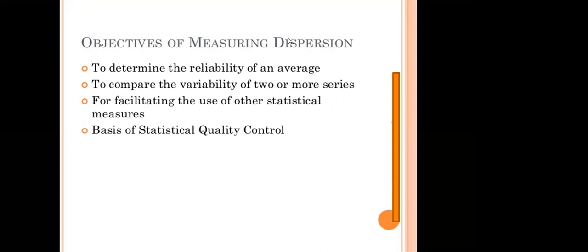Now, some objectives of the measure of dispersion. First, to determine the reliability of an average. It points out how far an average is representative of the statistical series. If the dispersion is small, the average will closely represent the individual values and it is highly representative. On the other hand, if the dispersion is large, the average will be quite unreliable.